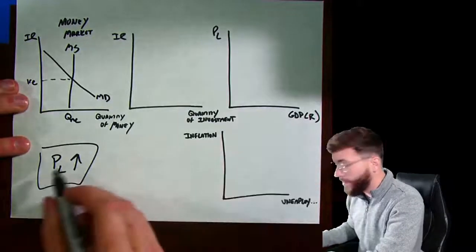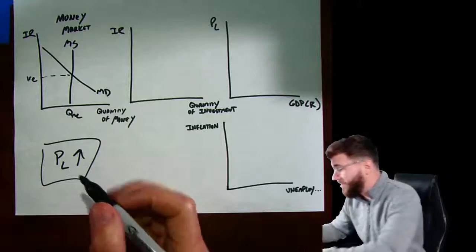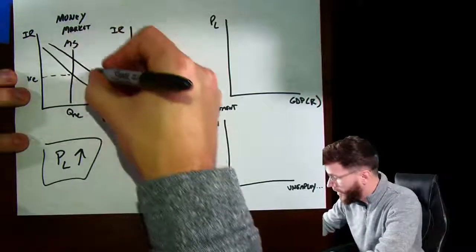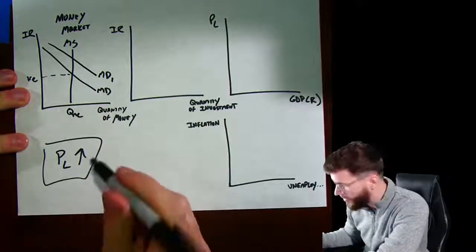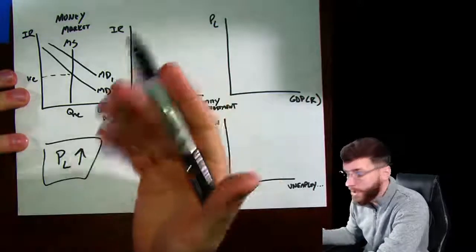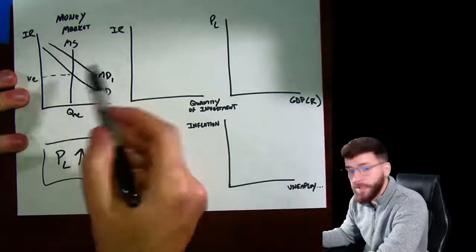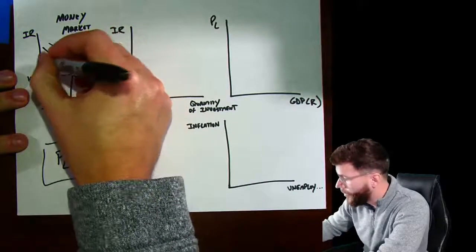So if price level goes up, we know that affects money demand, and we know that money demand has to increase. People are going to need more money in order to make everyday transactions if prices go up in the economy, all right? So what's going to happen? Well, I'm going to ask you what happens to either money supply or money demand, right? So money demand is going to increase. What's going to happen is interest rates are going to go up.